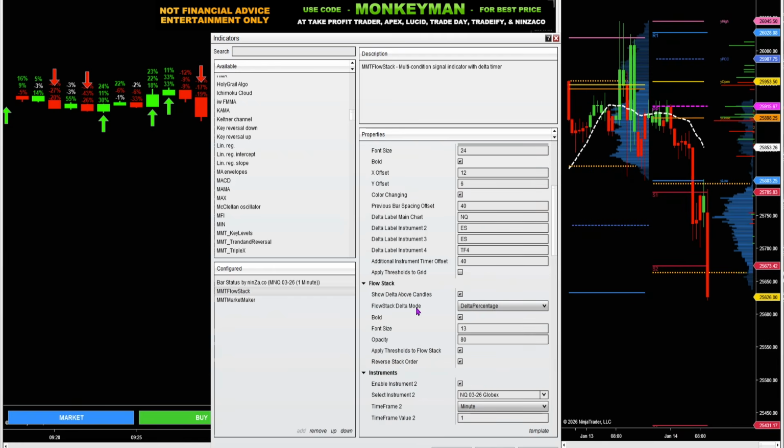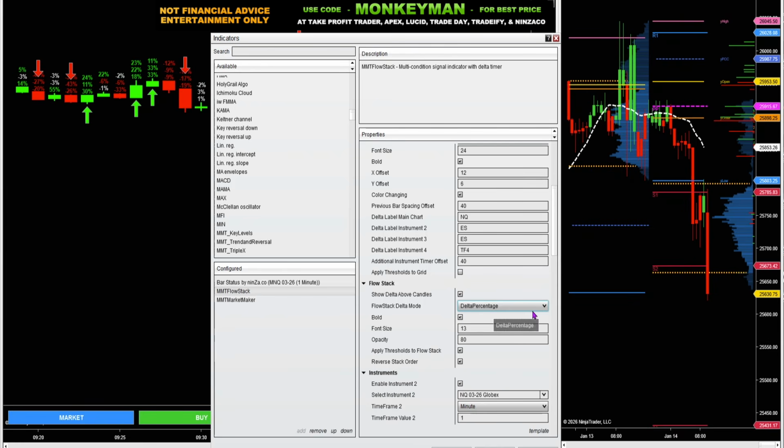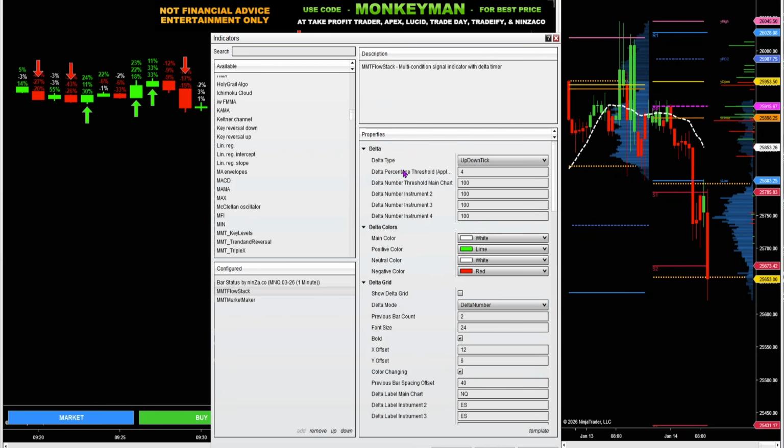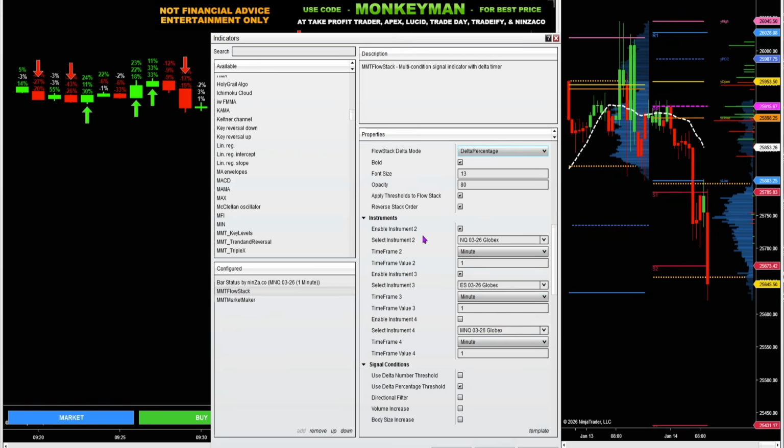I've got the Flowstack enabled, showing the delta numbers above the candles. Here's the Flowstack delta mode. You can choose the raw delta number or delta percentage. So I've got the delta percentage selected. I've also got apply thresholds to the Flowstack. This is checked on. So based off of this delta percentage, it will paint those delta numbers green, red, or white for neutral. And then for my instruments, I've got instrument 2 enabled and I've got instrument 3 enabled.